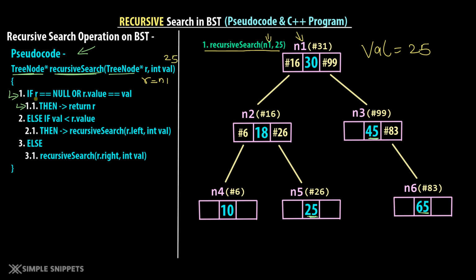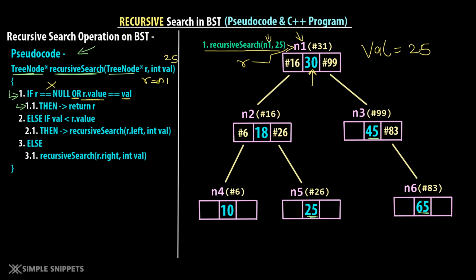So first step, we check if r equals to null. We just said r is pointing to n1, correct? R is equal to n1, that is r is storing the address of n1. R is a pointer. So r is not null, obviously. So this statement becomes false. Now there is a or in between, so even this condition needs to be checked. And over here we are saying or r dot value equals to val. So what is r dot value? R is currently pointing to n1. What is the value inside n1? It is 30. Now this is also called as data or key.